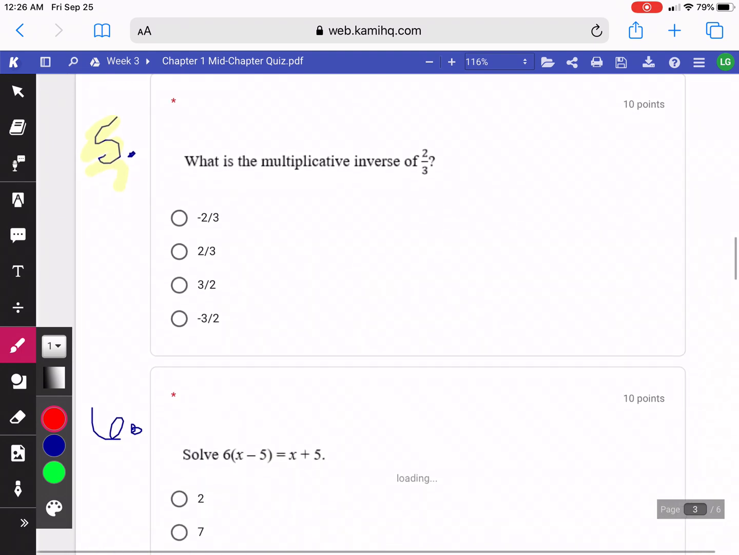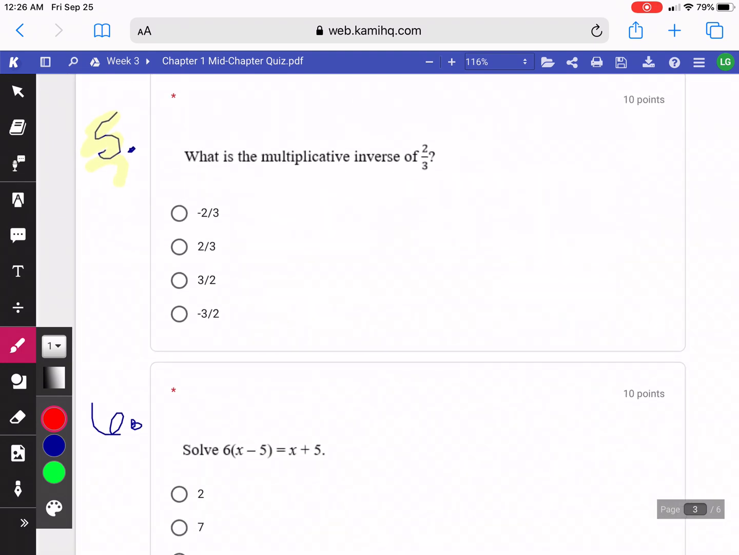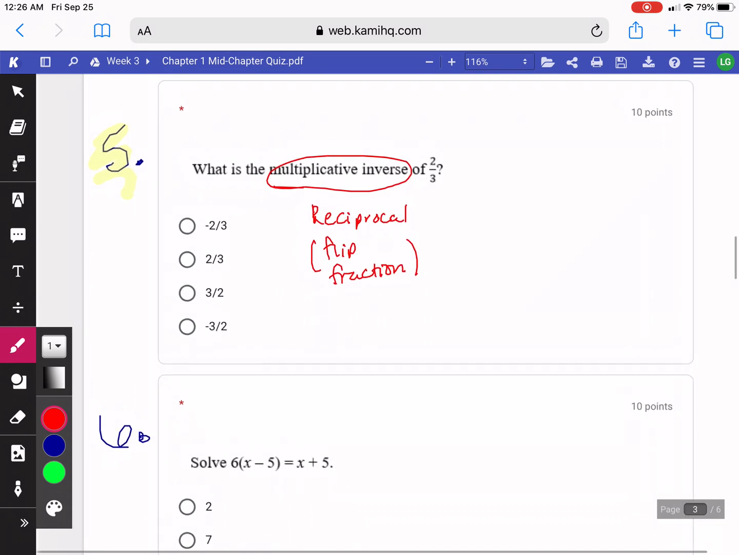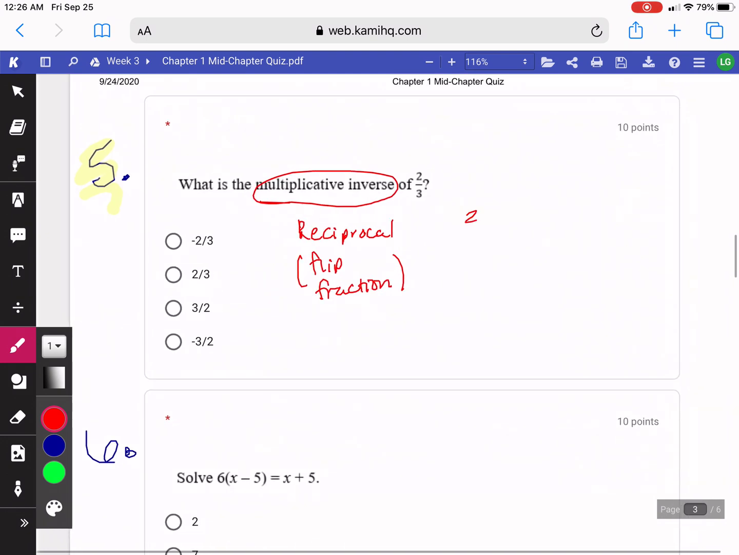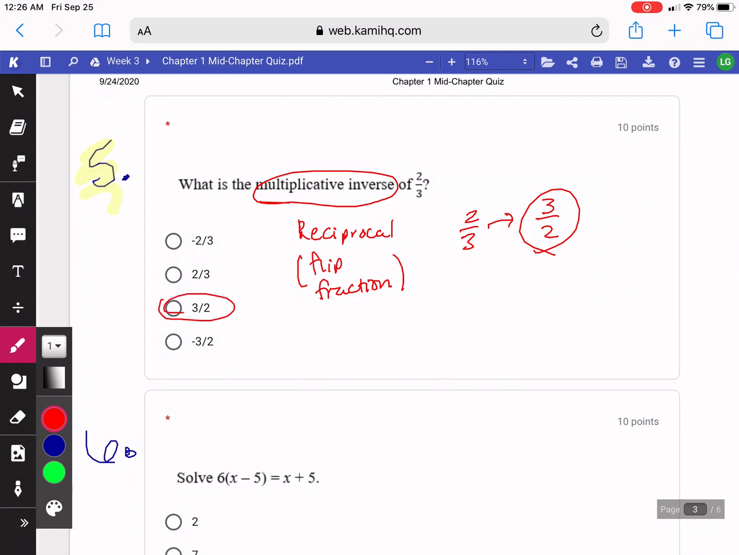Number 5 was highlighted. That means there was common mistakes here. This one wants the multiplicative inverse. For that, you just take the reciprocal, which means you flip the fraction. So here we flip 2 over 3. It becomes positive 3 over 2. So the answer was this one here. A lot of you put negative 3 halves as your answer. So a lot of you changed the sign by accident. So the answer was positive 3 over 2.